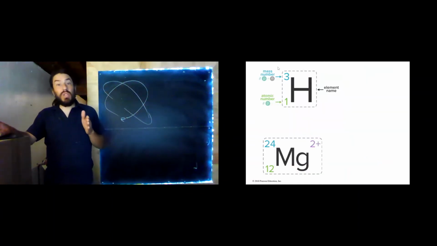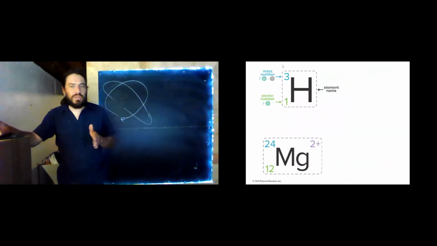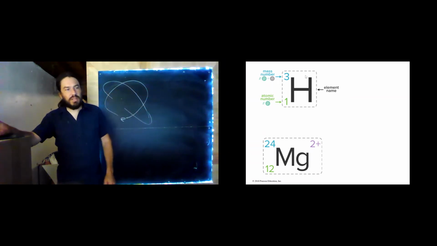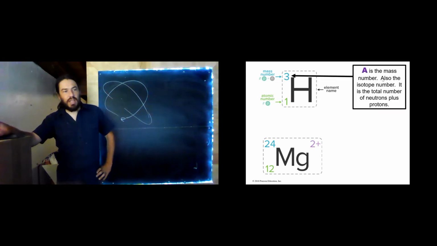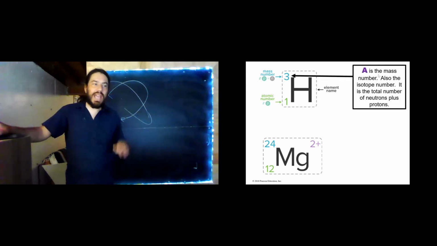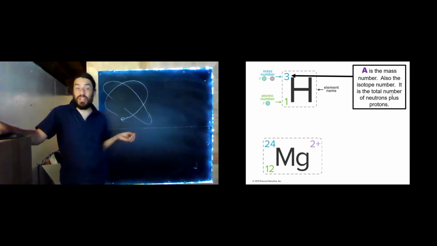All right, let's look at some notation. This is probably a review for most of you, but that's okay. It's important. Let's talk about it real quick. This is the symbol for hydrogen. Down here, we put the atomic number, and this is the number of protons. The mass number is the number of protons plus neutrons, and we use A for it. So A is the mass number. It's also the isotope number, right?